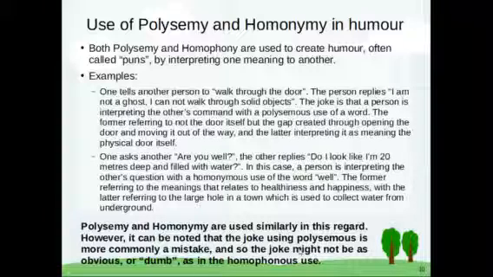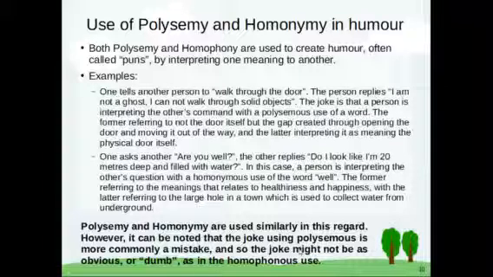And then we have another one: one asks another, "Are you well?" The other replies, "Do I look like I'm 20 meters deep and filled with water?" In this case, the person is interpreting the other's question with a homonymous use of the word "well," the former referring to the meanings that refer to healthiness, happiness, with the latter referring to the large hole in the ground, which is used to collect water from underground. So here, polysemy and homonymy are used similarly in this regard. However, it has been noted that the joke using polysemy is more commonly a mistake, and so the joke might not be as obvious or dumb as in the homonymous use.